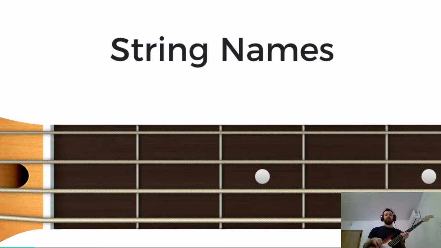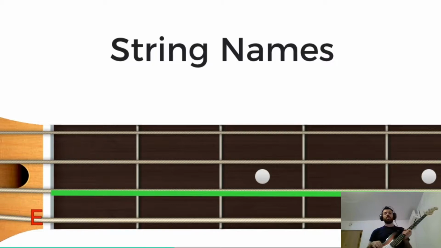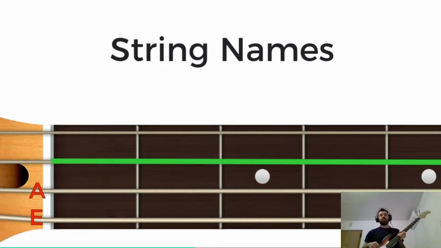Okay, let's learn the names of the strings on bass. Each string is named after the note it makes when you play it open, without pressing any frets. This thickest string makes the E note, so we call it the E string. The next string is A, then D, and finally G.